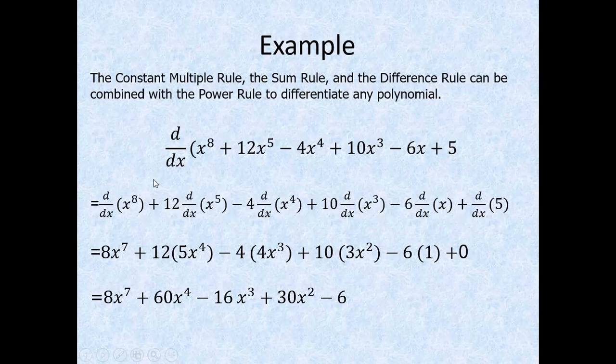By solving this, we have the derivative of x power 8, which is 8x power 7, the plus sign remains the same, 12 and 5x power 4, minus 4 times 4x cubed, plus 10 times 3x square, minus 6 times 1, because it's a single x, so it is 1 power 0, plus this constant will become 0. By further solving, 8x power 7 plus 60x power 4 minus 16x cubed plus 30x square minus 6.